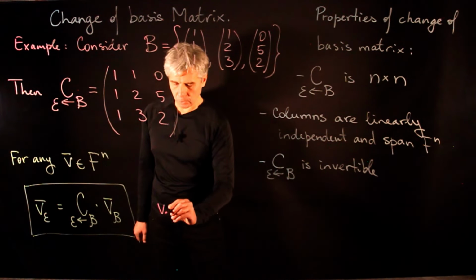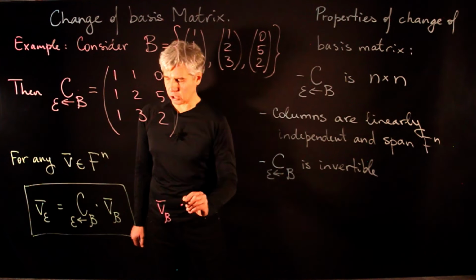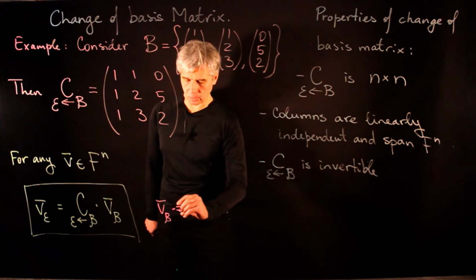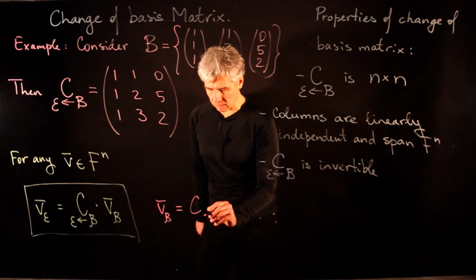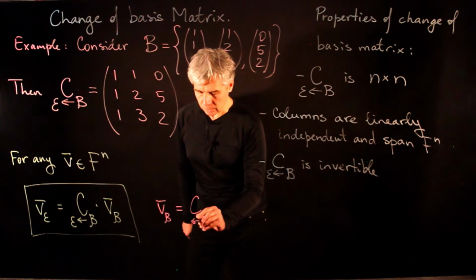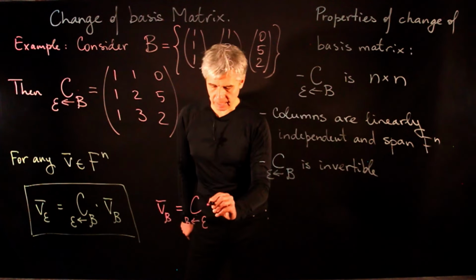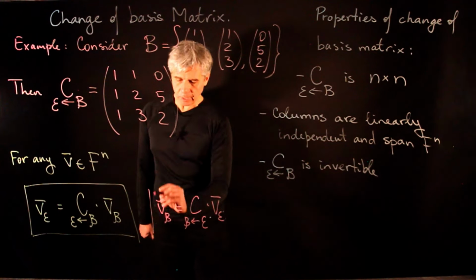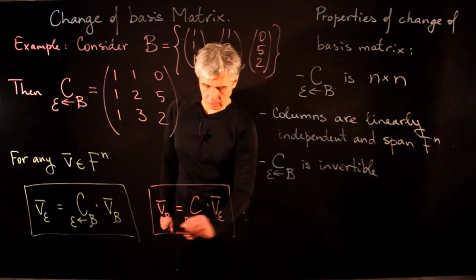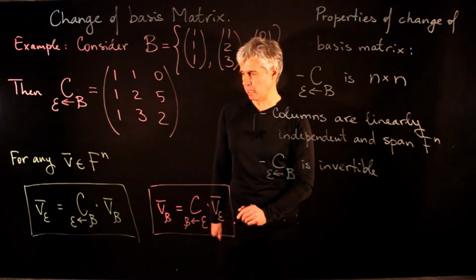To do this, we use the opposite change of basis matrix. So we want to write V_B as a product of some matrix where we go from E to B by the standard coordinates of a vector, V_E. Now, how can we find this opposite change of basis matrix?